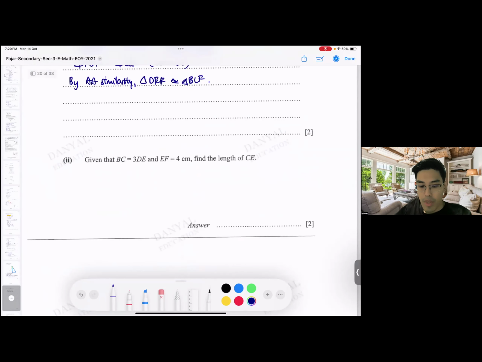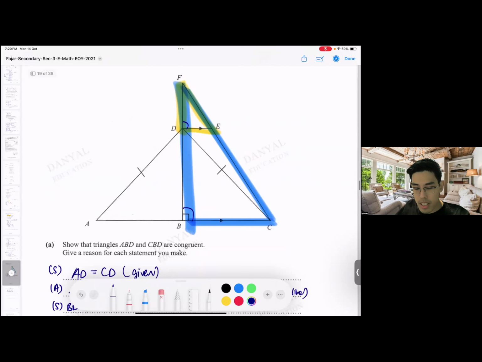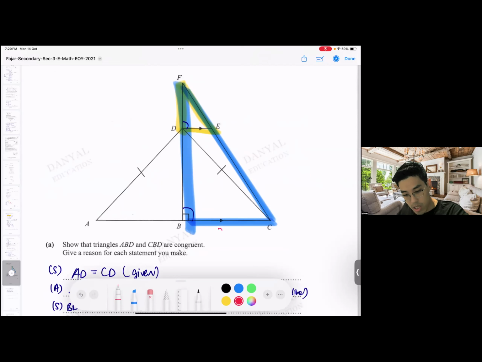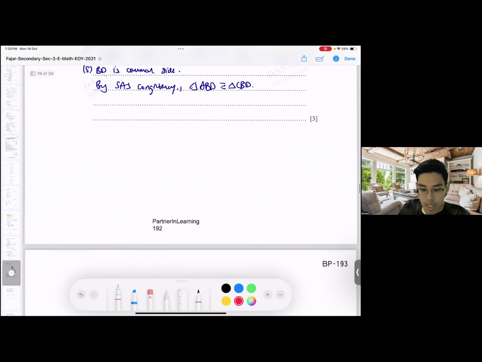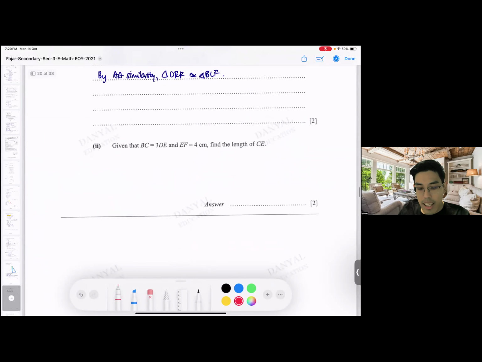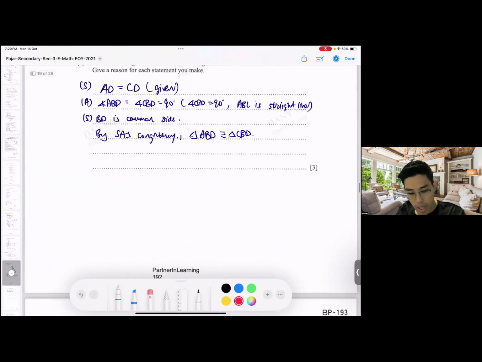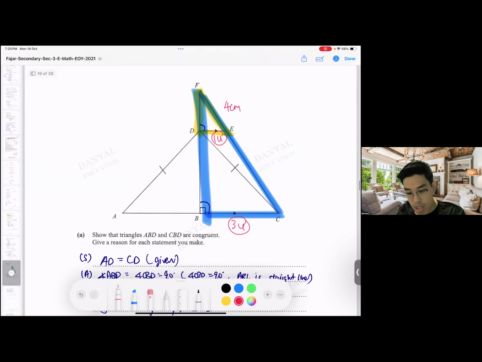Okay, continue. Given that BC equals to 3DE, EF is 4. Find CE. Okay. BC is 3DE. So what does this mean? That means this is 3 units. And DE is 1 unit. That's the idea. Okay. And EF is 4. EF is 4 cm. Find what? Find CE. CE is here.